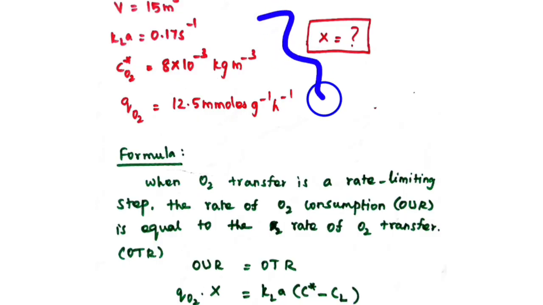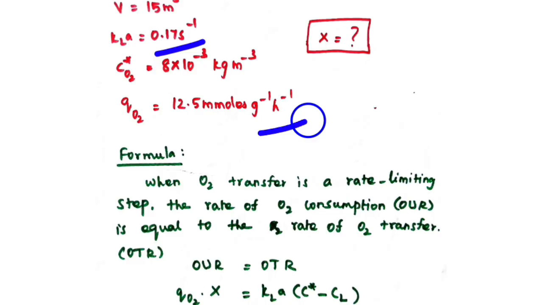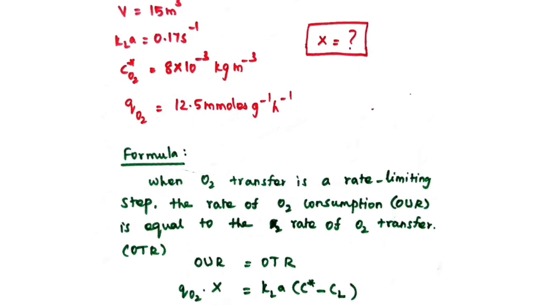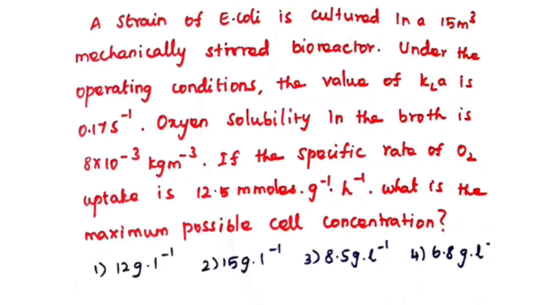But we can't directly substitute all values in the formula, because KLa is given in s⁻¹ but QO2 is in h⁻¹. We have to change the unit. Also, here it is in kg and there it is millimoles, so we have to convert weight into moles. KLa you have to change to hours, and CO2* you have to change to moles. Then m⁻³ also has to be changed to liter, because your answer is in the unit of g L⁻¹.